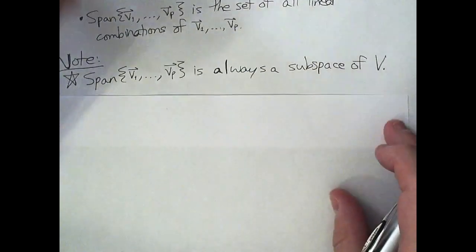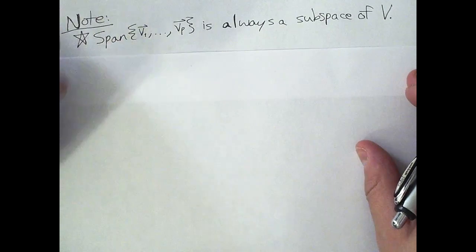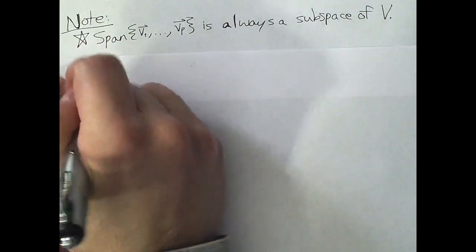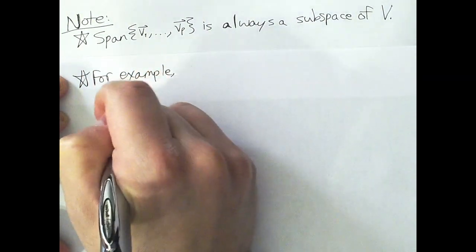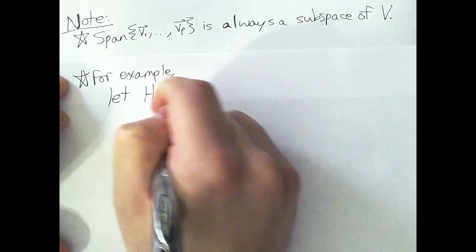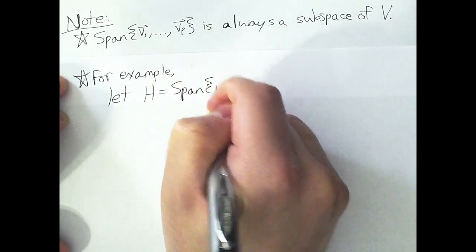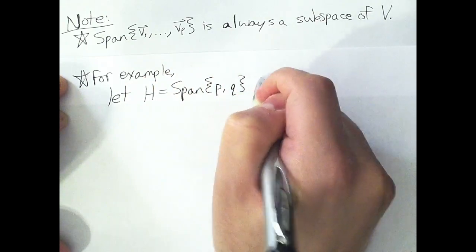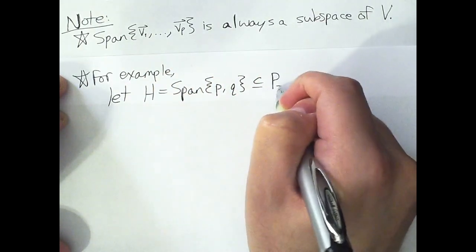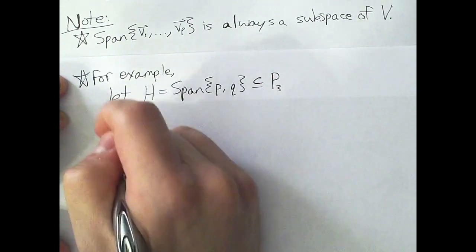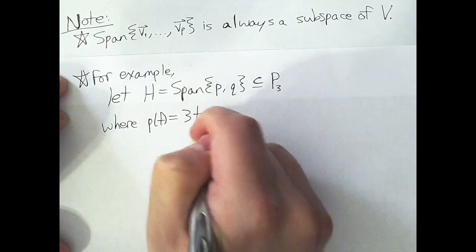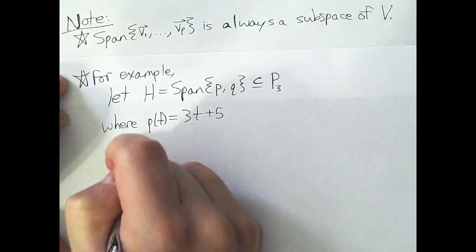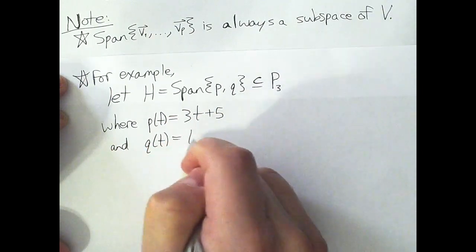For example, let H equal the span of P and Q, which is a subset of P3, where P of T equals this polynomial and Q of T equals this polynomial.